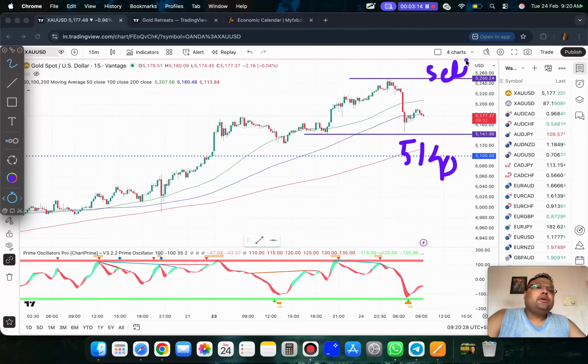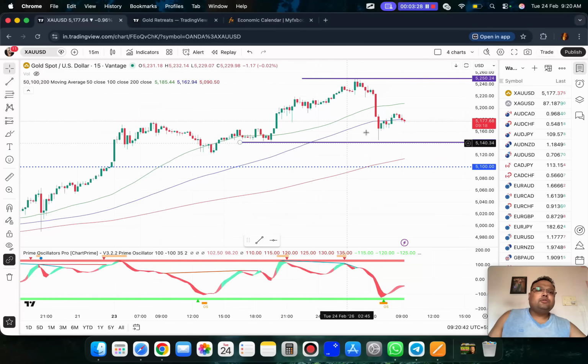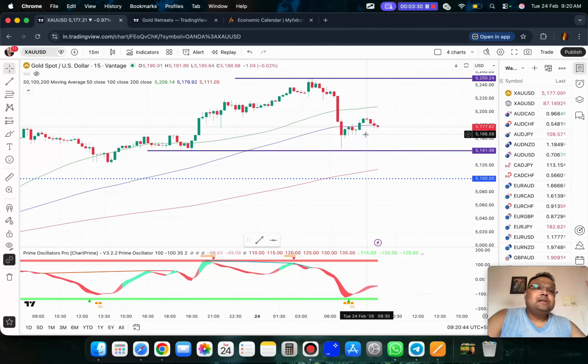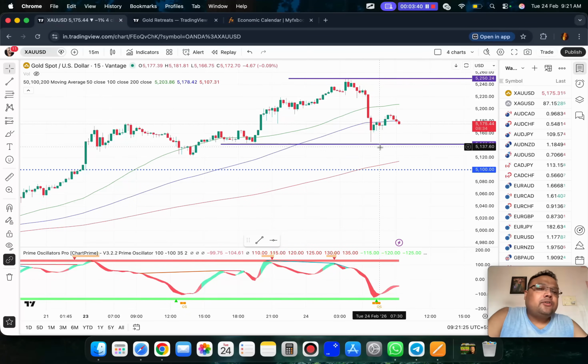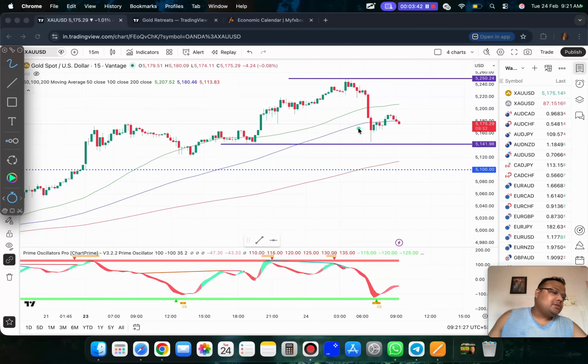So we are looking for a sell around this area, and we are also looking for a sell below 5140 if the market drops with high volume. But right now, if I zoom in, you can clearly see that the volume is not very high, small candles. In a situation like this, the chances of the market going below 5140 are less. We can expect the volume to come during the US session only.